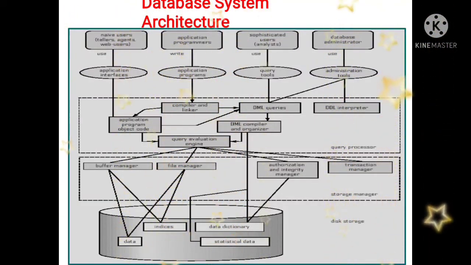The disk storage consists of data dictionary, statistical data, indices and data. The indices represent the index, and data is the kind of data stored in the memory. The data dictionary is referred to as metadata, that is data about data. Statistical data gives a compilation to the DML query, DML compiler and organization. The query processor evaluates the data and executes the query. So that's all about the database system architecture.